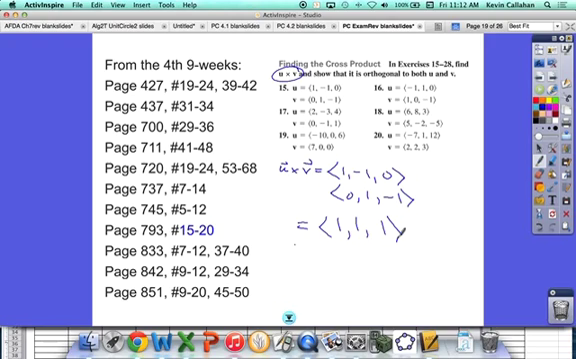Now, would it matter if I flip these two? If you flip those two, you don't get the same vector. You would have gotten negative 1, negative 1, negative 1. So yes, it matters the order that you do it. So we had to do U cross V, so I wrote the U on top of the V, and then I did that thing.